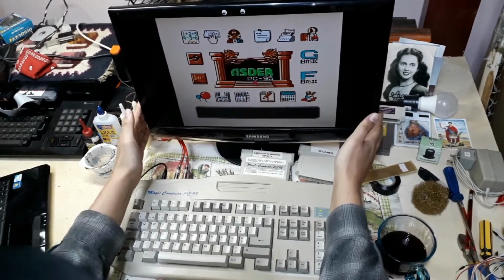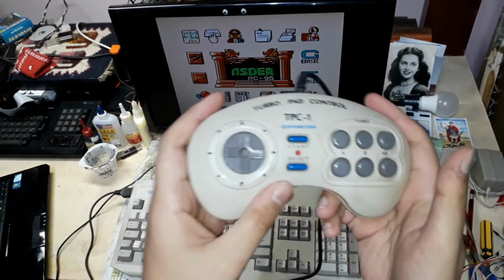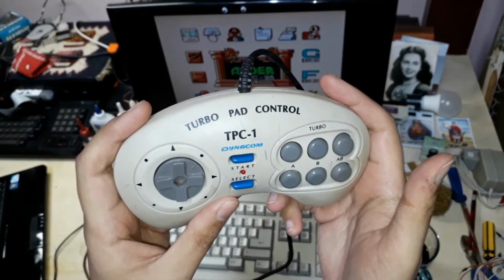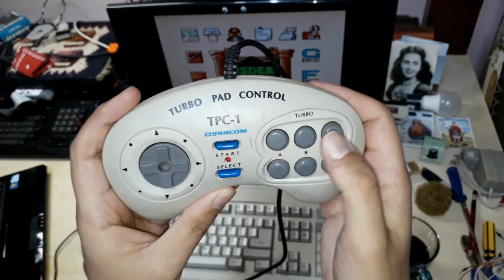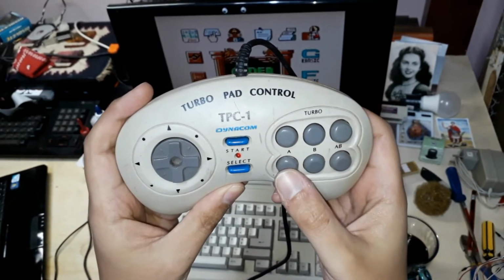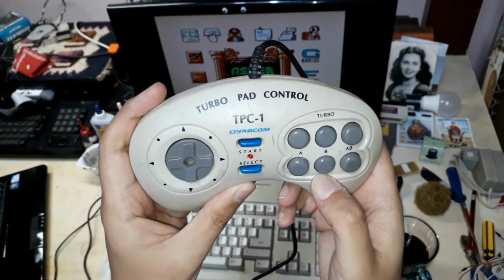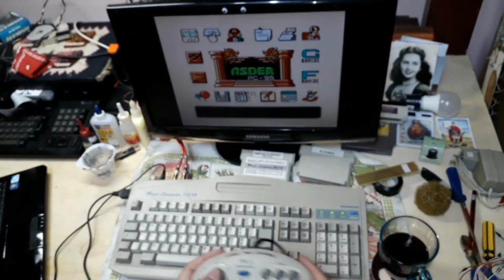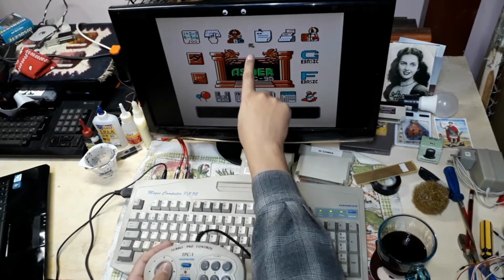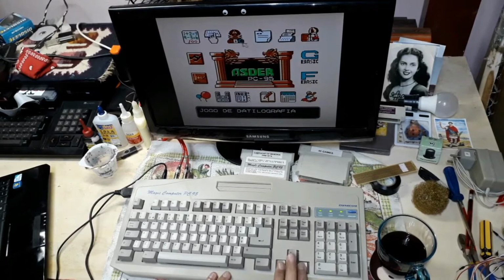My LCD monitor is not reflecting the light. Okay, you can control it by the turbo pad. TPC number 1. Turbo A, Turbo B, A plus B, A, B, A plus B. My B button is kinda sunk in, don't know why. Start, select. And you can move the mouse cursor. Also use the directional keys.